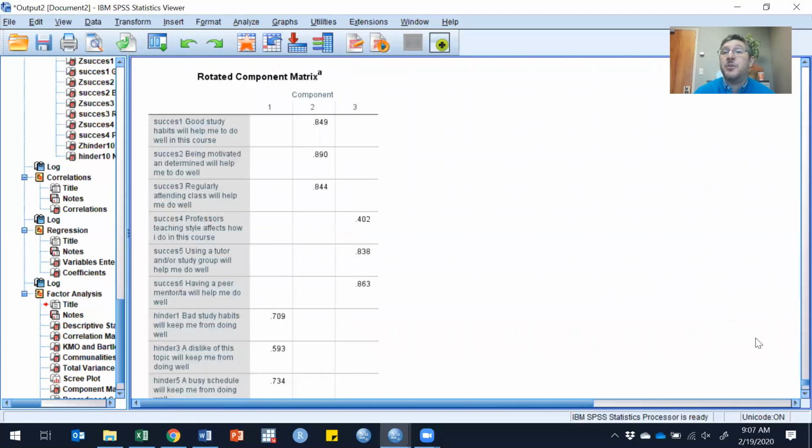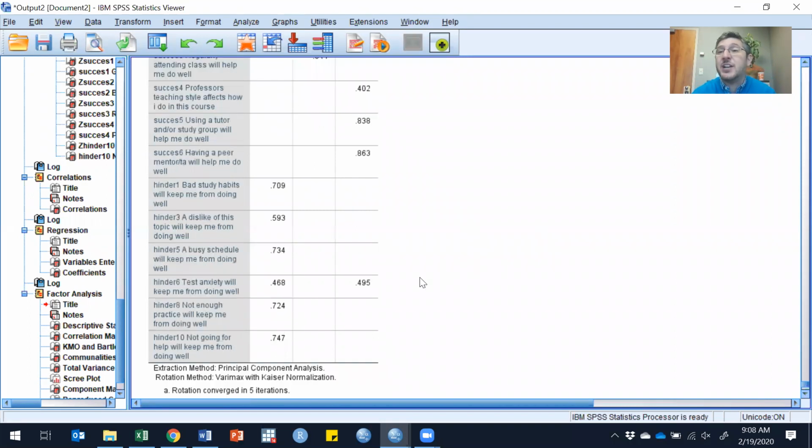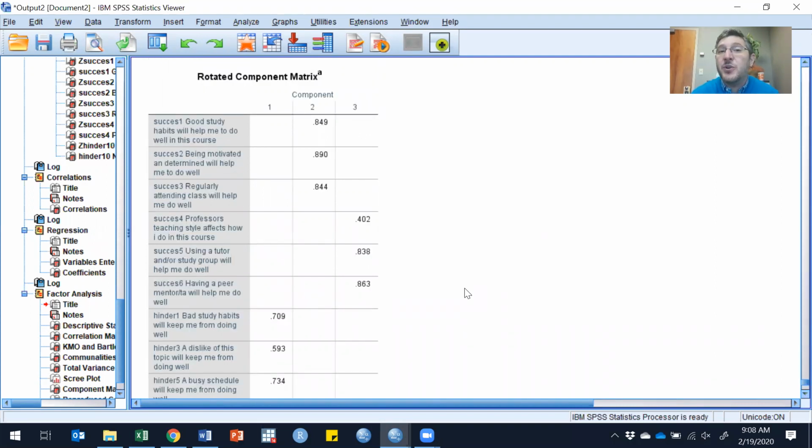Our rotated component matrix is what we'll want to look at here for the principal component analysis. This is how we define our factors or components in this case. So the first thing I'll look at in here, we use this matrix to define our components, but also you look for items that cross-load onto more than one component. Ideally, we want items that load highly on one factor or component and load weakly on the other two.